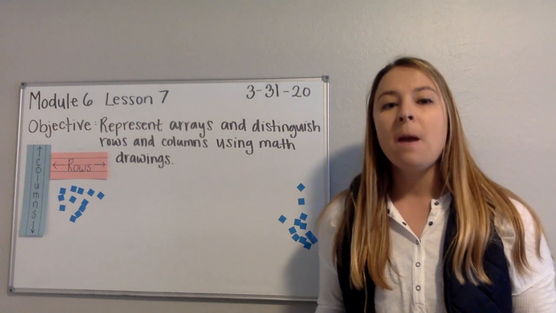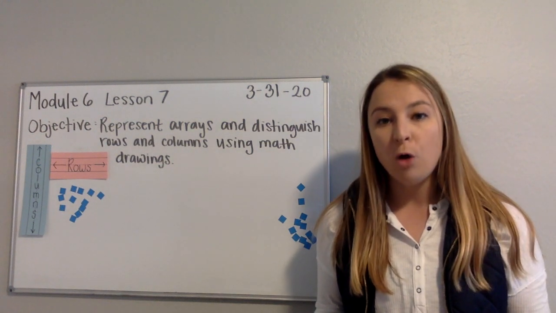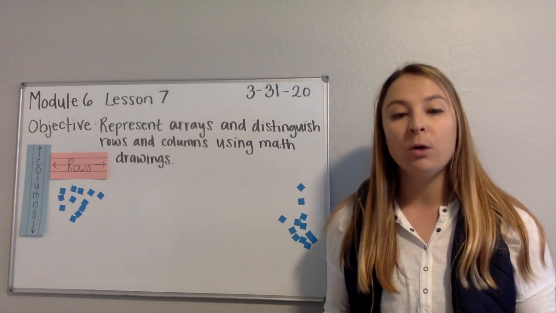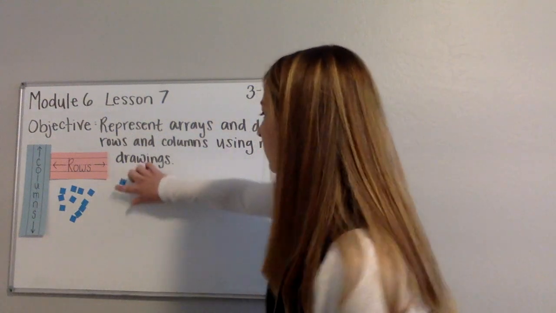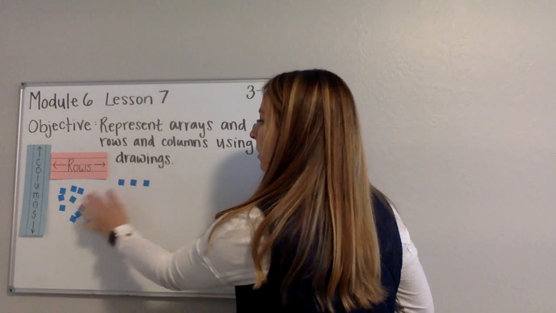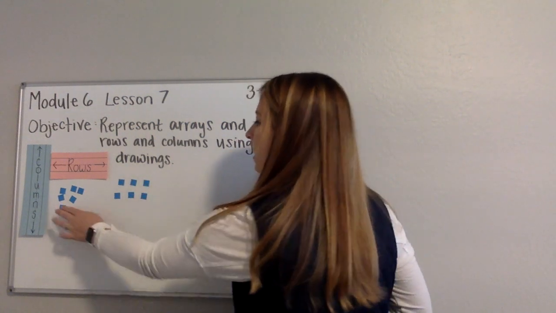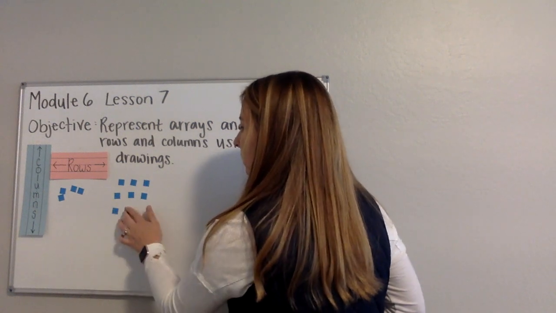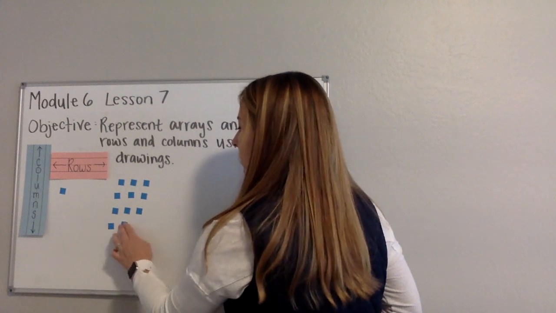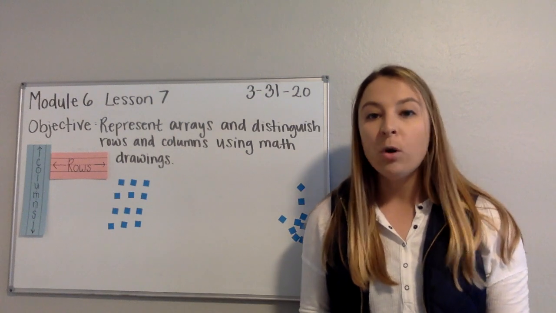I'm going to start by moving some of my manipulatives to show 4 rows of 3. If you're doing this with me, go ahead and move yours to show 4 rows of 3. There's 1 row, 2 rows, 3 rows, and 4 rows. Here I have my 4 rows of 3.